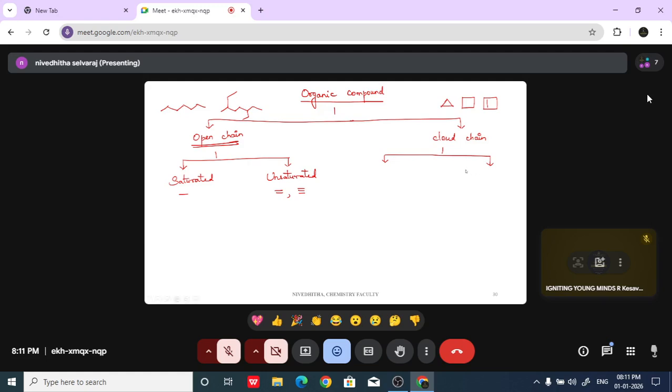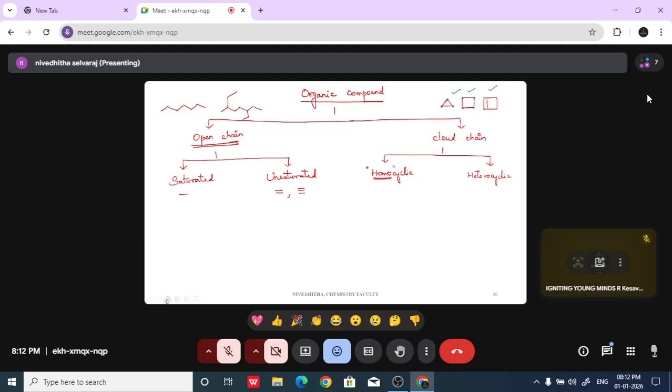This closed chain compound is also classified into two types. One is homocyclic, another one is heterocyclic. Homocyclic is nothing but a compound whose ring members are only carbon atoms. See, here I've written only homocyclic rings. This is a ring where all the members are carbon atoms. Here this is a 4-member ring, all the members are carbon atoms. So these are cyclic rings, or homocyclic compounds.